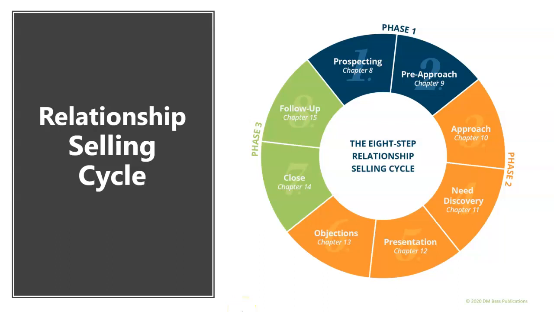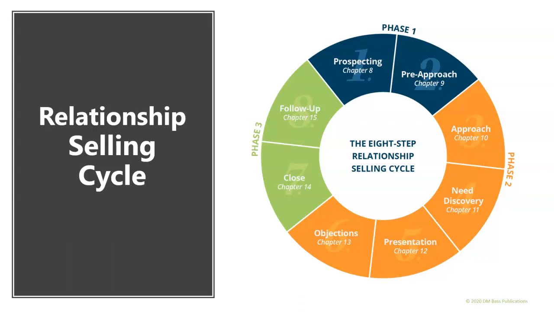Okay, so the relationship selling cycle, I call it a process. Again, interchangeable words. So it begins with prospecting. And when you see these chapters, these directly tie to the chapters in your textbook. So prospecting is going out and finding a potential customer. So with prospecting, you are looking for a new customer.